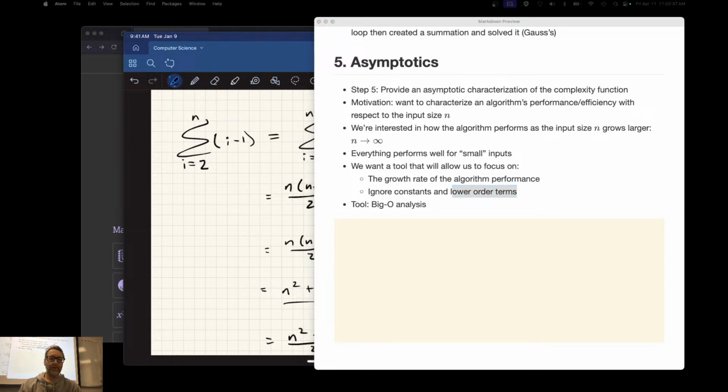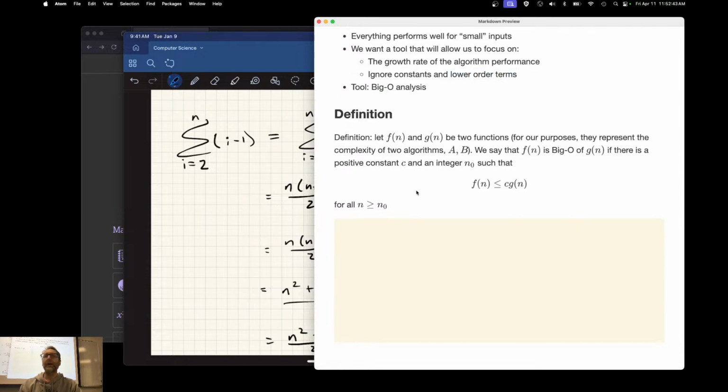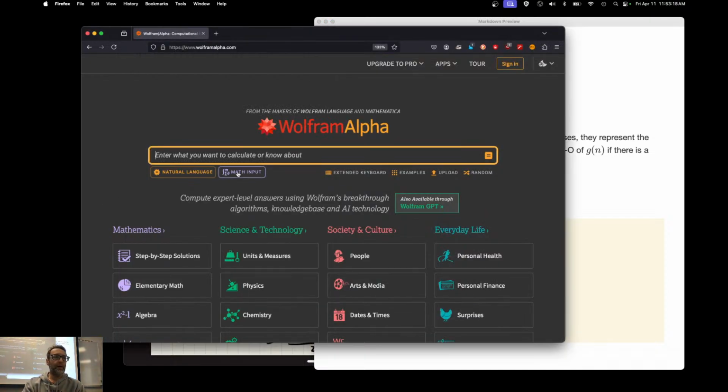And so here's the definition. You probably have seen the definition if you've done 235 already. This is the algebraic definition. This is not the original definition, by the way. The original definition is in terms of calculus, but this is an equivalent definition. Let f and g be 2 functions. For our purposes, they define the complexity of 2 algorithms, A and B. We say that f of n is big O of g of n if there is a positive constant c and an integer n naught such that f of n is less than or equal to c g of n. In other words, g of n is bounding f of n for all n greater than or equal to that n naught.